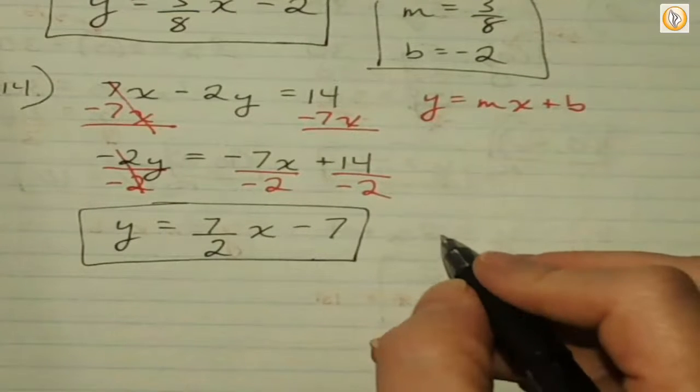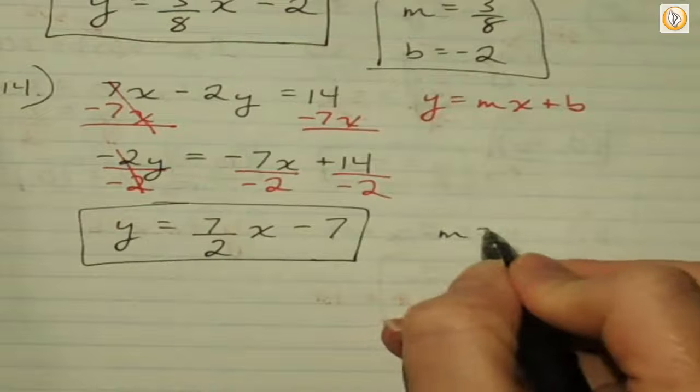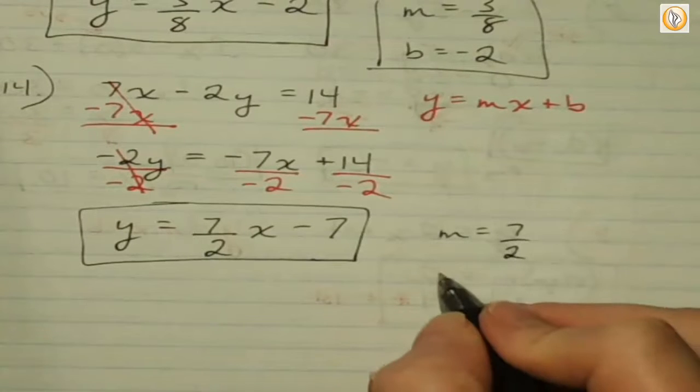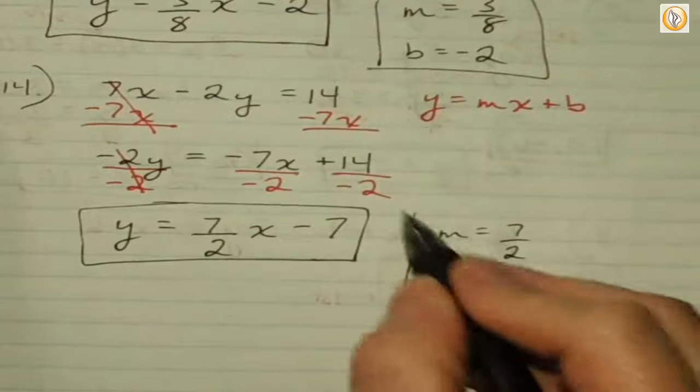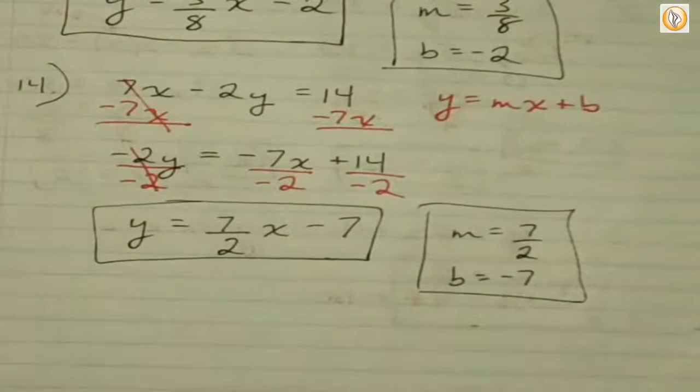So, Atalia, what is the slope? 7/2. And what is the y-intercept? -7. All right, I think you guys are feeling a little bit better. Correct? Yes. Okay.